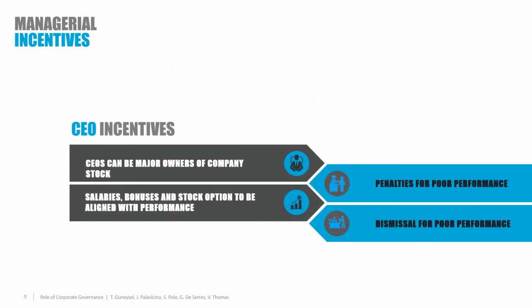Managerial or CEO incentives. CEOs can be major owners of company stock. CEOs' salaries, bonuses, and stock options are aligned with the performance of an organization. They're penalized for poor performance, and they can also be dismissed for poor performance.